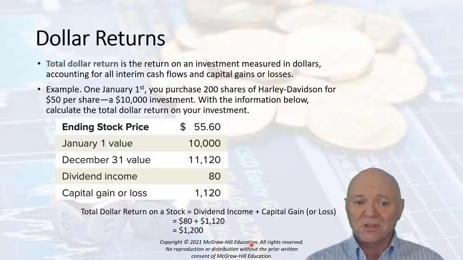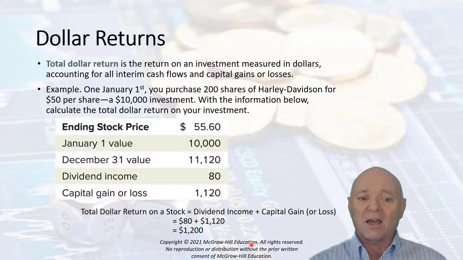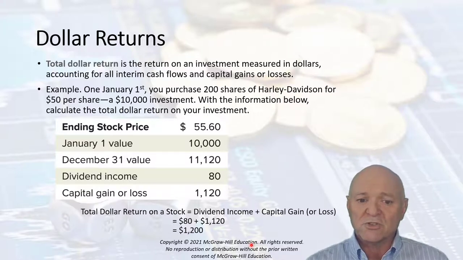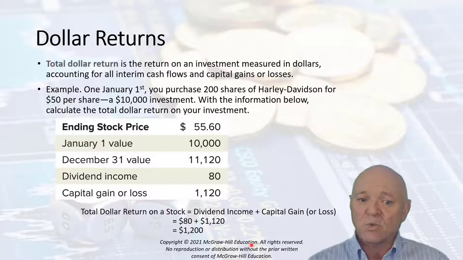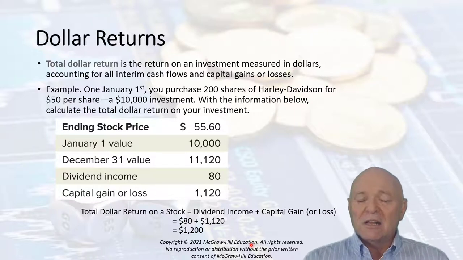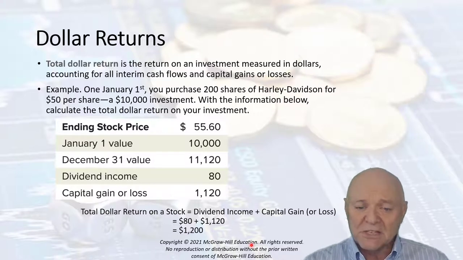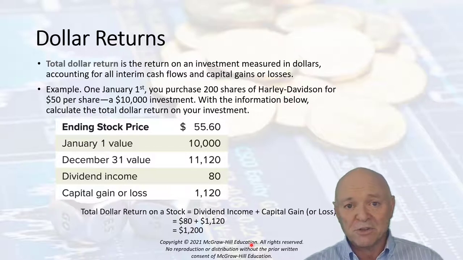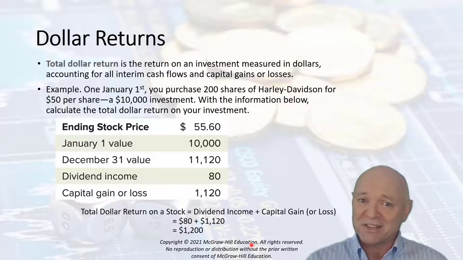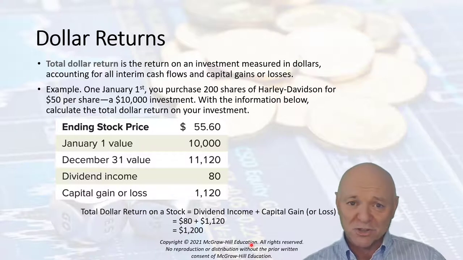You also received dividend income. And the dividend income on your 200 shares was a total of $80. So the total return is $1,120 plus $80, $1,200. Now, $1,200 return on a total investment of $10,000. Is that very good? Well, if it was a return on $1,000, it would be fantastic. And if it was a return on $1 million, not so much.